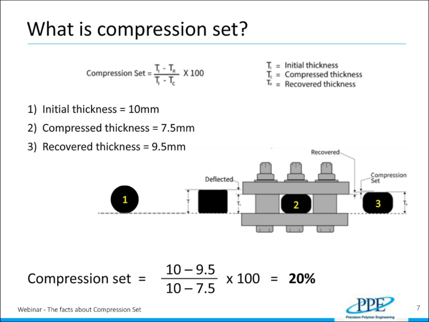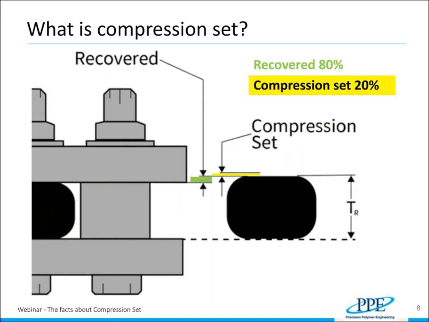We've done a simple example here that comes out to a nice round number. If we took a 10 mil button and compressed it by 25%, we'd compress that down to 7.5. If when we took it out and measured it again, it was 9.5 high, in any unit, but often this would be millimeters, you'd have a 20% compression set. Shown slightly more visually on the next slide, after that button comes out, we'd have an 80% recovery, a 20% non-recovery, so a compression set of 20%.